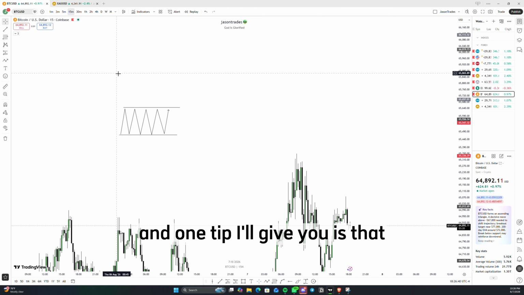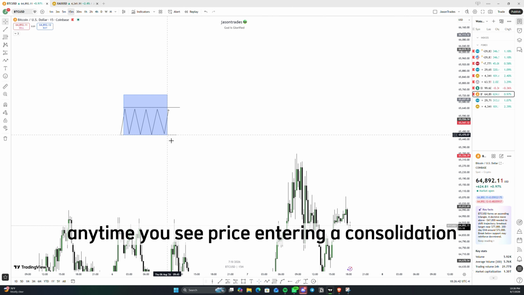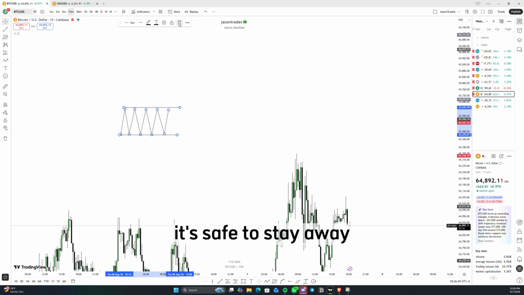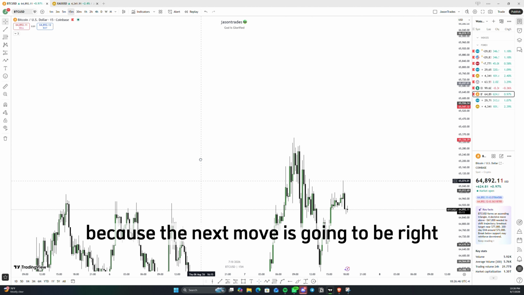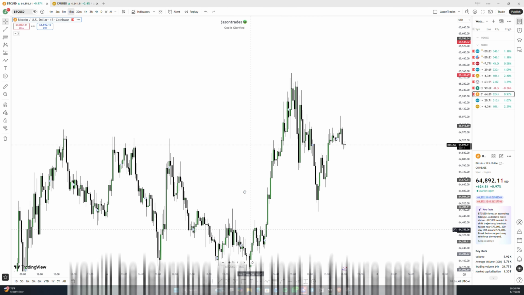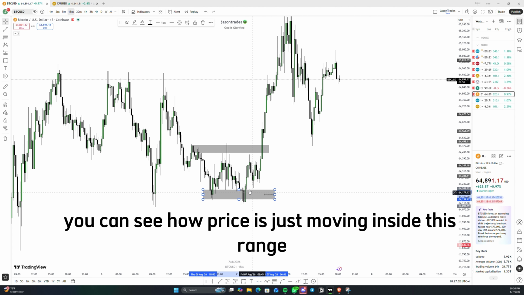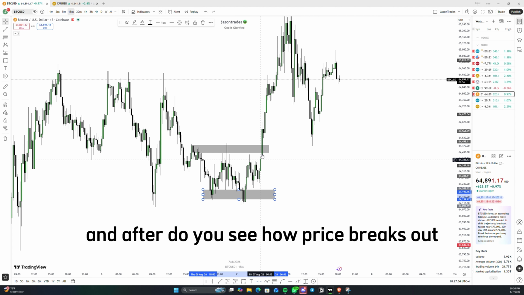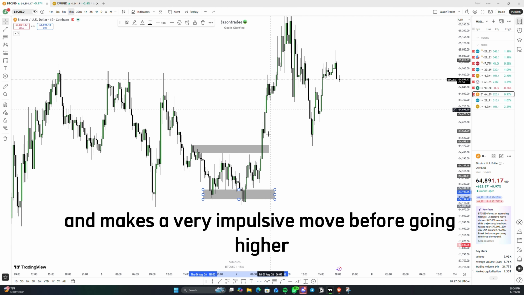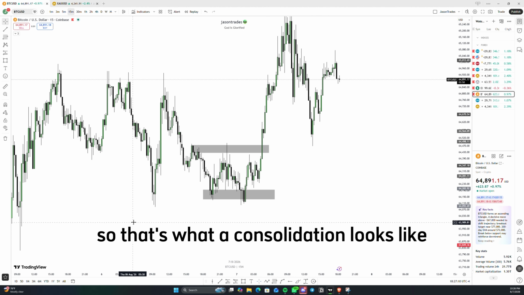Right, and one tip I'll give you is that anytime you see price entering a consolidation, it's safe to stay away because the next move is going to be big, right? We'll be learning about that in future sessions. So now let's look for an example of a consolidation. Do you guys see how price is bouncing up and down between these two ranges? You can see how price is just moving inside this range. And after, do you see how price breaks out and makes a very impulsive move before going higher? So that's what a consolidation looks like.